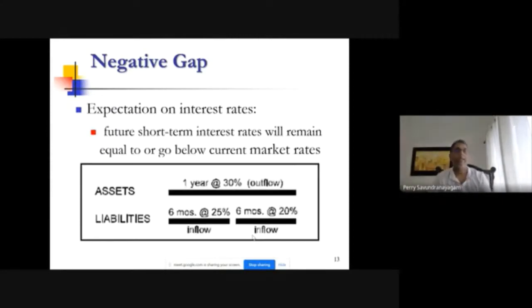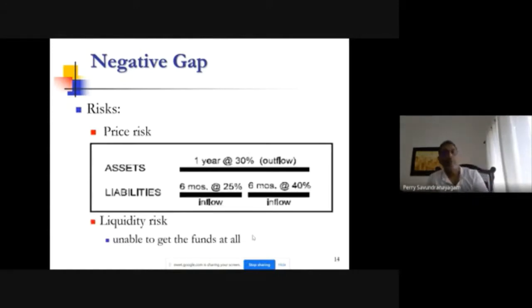So that way, if interest rates come down to 20%, as in this example, the bank will generate more income because its view was correct. If interest rates go up to 40%, it will lose money and the view is wrong. So yes, that is something that needs to be actively managed.